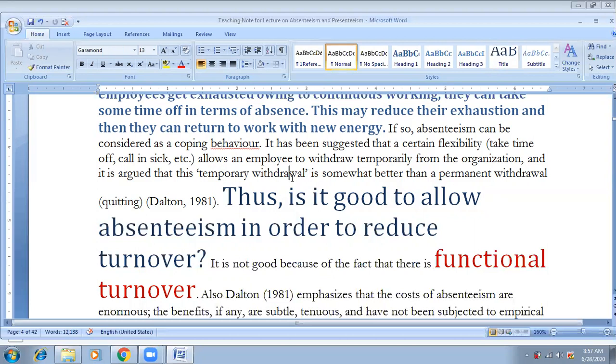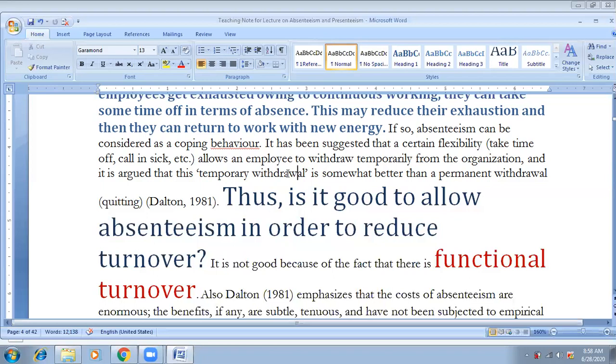So assume there are 10 bad performers. They resign. Of course, it is a good thing for the organization. Let us take, for easiness, a very bad employee, a bad performer. The superior is thinking of how to get rid of this employee, how to terminate this employee. At the time of thinking like that, this employee decides to resign. That is a blessing. The manager thinks that that's a blessing to the organization, also to the manager. So it is really a benefit.